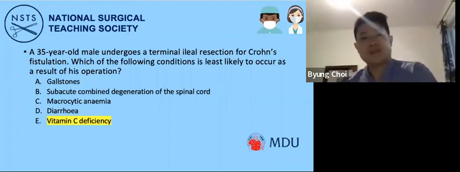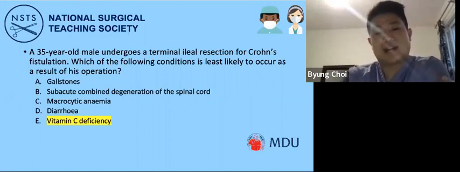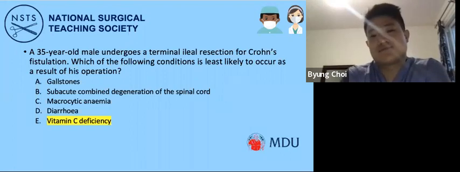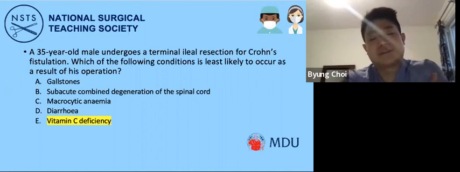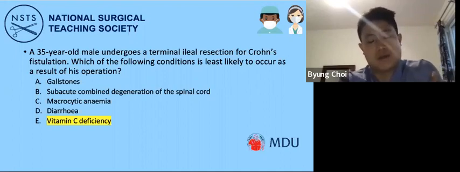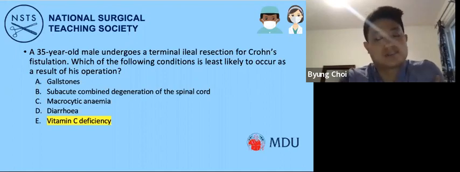Then you've got D, diarrhea. That's less about a complication of not taking in enough nutrients. With Crohn's, diarrhea is a very common presenting feature anyway. So that is going to be pretty likely to occur in this patient, regardless of where the resection was. Diarrhea would happen.